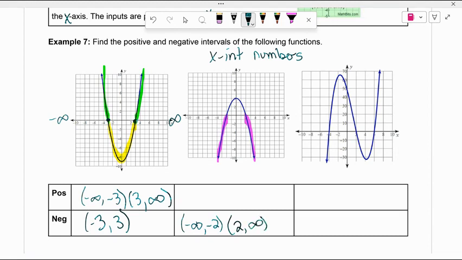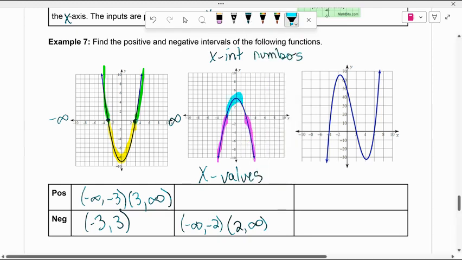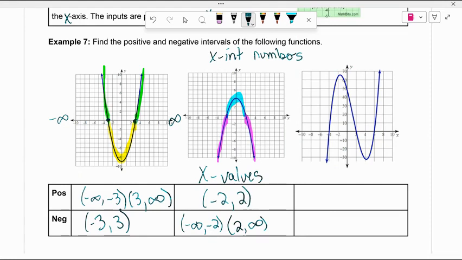Again, we're talking about x values. So we're looking at all these x values. We're not looking at any y values. And then, of course, in between, it's positive. So that's from -2 to 2. That one's not so bad.